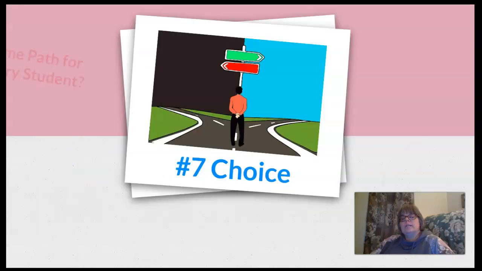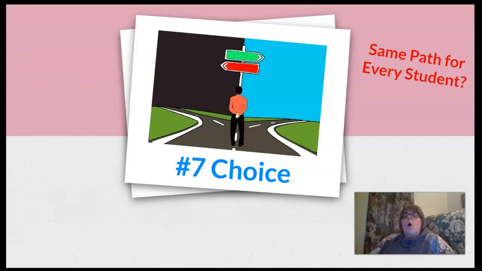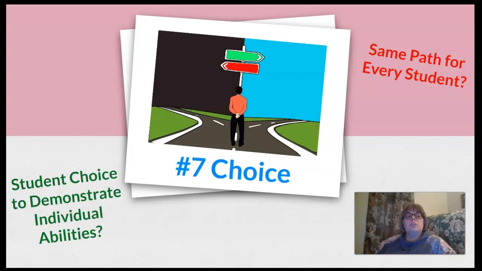Number 7 is choice. In the classroom and in the school, are we allowing the same path for every student? Do we only have one path in the building that we're making everybody follow? Or do we allow student choice so that they can look at their individual abilities? As you're all aware, you're going to have different abilities in the classroom, and it's important that, yes, they're all learning the same content and the same information, but are we allowing them to do it according to their individual abilities?